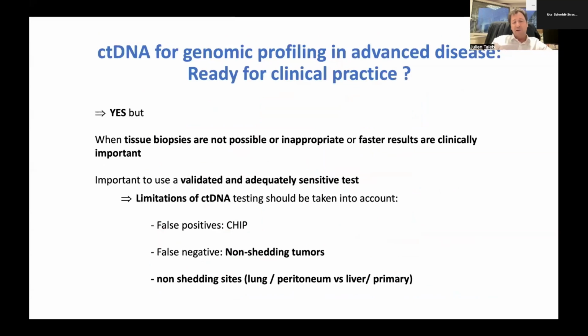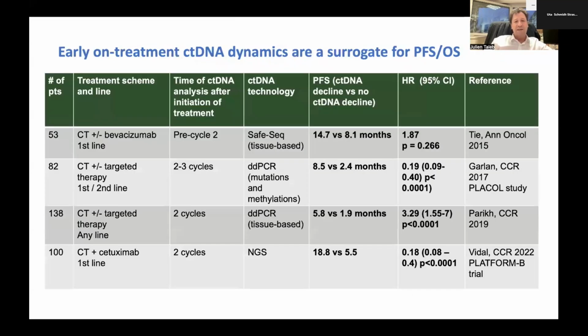So genomic profiling, you can do it when tissue biopsy is not possible or inappropriate, or if you need faster results, because it's clinically important to start the best treatment as soon as possible in a patient for whom the biopsy is far away from your center and may take weeks to get back and be analyzed. But there are some limitations, and you really need to carefully consider your patient, the disease burden, the metastatic disease site, and be aware of false positives and false negatives.